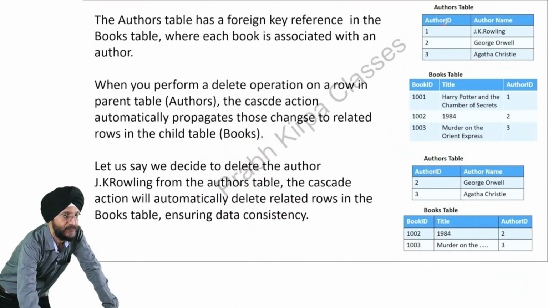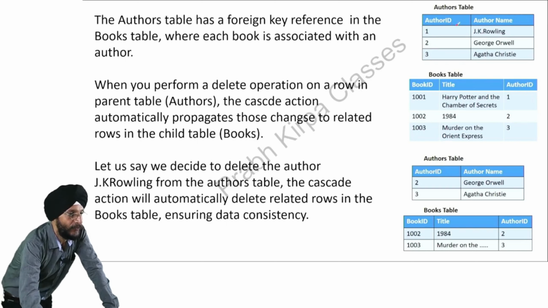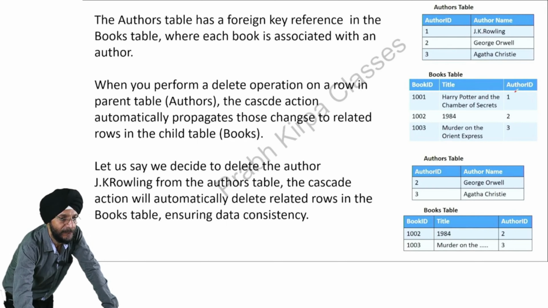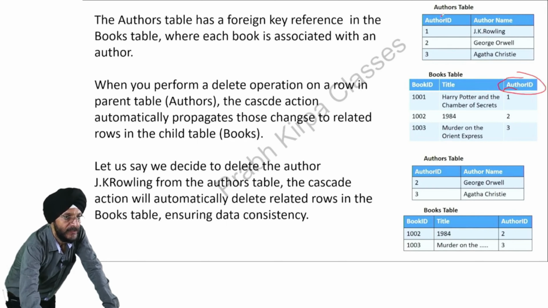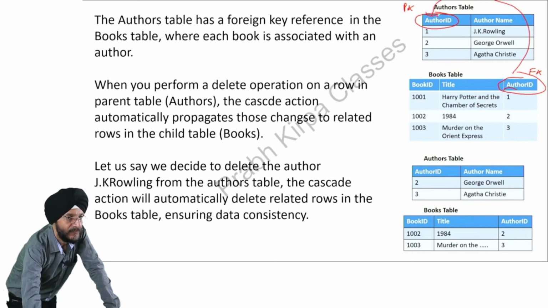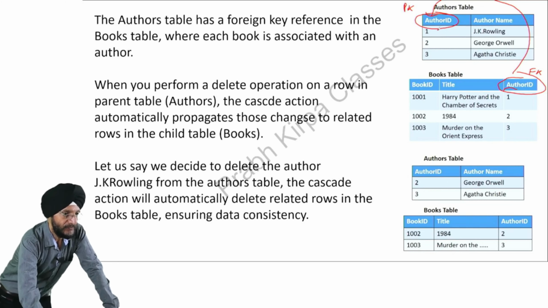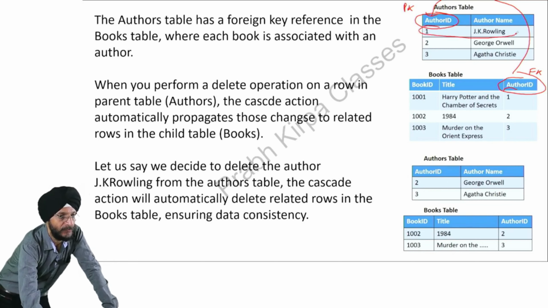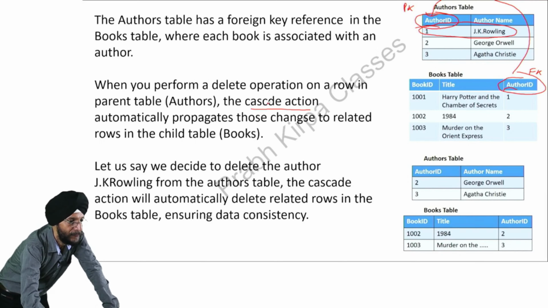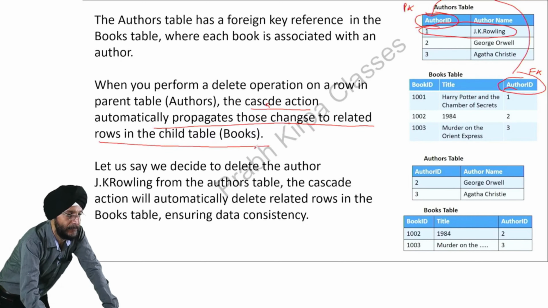The authors table, this is the authors table, has a foreign key reference in the books table. Here it is the foreign key. This is the primary key. Here it is the foreign key. It is having a relationship with this author ID in the authors table. When you perform a delete operation in this table, suppose you want to delete this author, J.K. Rowling, the cascade action automatically propagates those changes to the related rows in the child table.